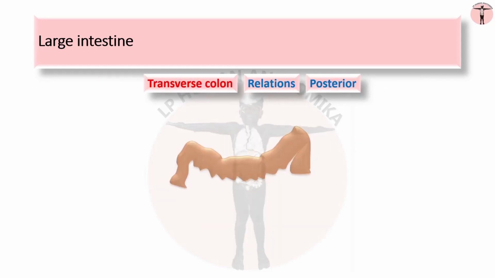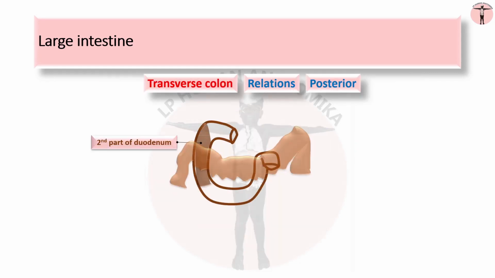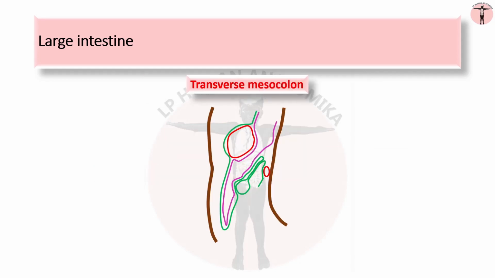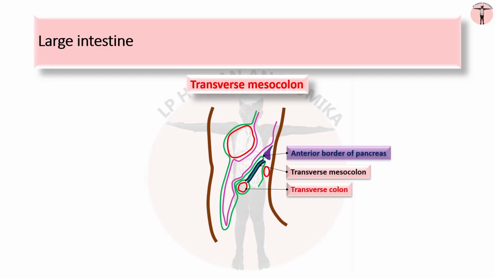Behind, or posteriorly, it is related to the second part of the duodenum, duodenojejunal flexure, head of pancreas, root of mesentery, and coils of jejunum. The transverse mesocolon, or mesentery of the transverse colon, suspends the transverse colon from the anterior border of pancreas. The mesentery is attached to the superior border of the transverse colon.